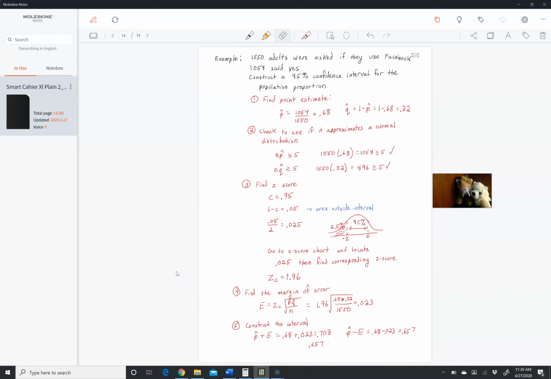So that means that somewhere between 65.7% and 70.3% use Facebook, with 95% confidence. So it's not exactly 68%. It's somewhere between 65.7 and 70.3.